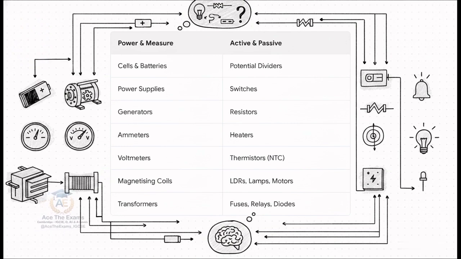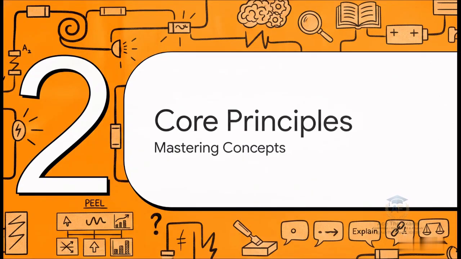But why is applying these components to unfamiliar contexts so incredibly challenging for most students? Because in a high-stakes exam, you won't just be asked to draw an LDR. That's too easy. You will be asked to explain exactly what happens to the reading on a voltmeter placed across a fixed resistor when the light shining on an LDR in the exact same series circuit suddenly decreases. You have to combine multiple components in your mind dynamically. If you only memorize them in strict isolation, your brain freezes when you see them working together in a live circuit. That brings us right to Section 2, Mastering Core Circuit Principles.